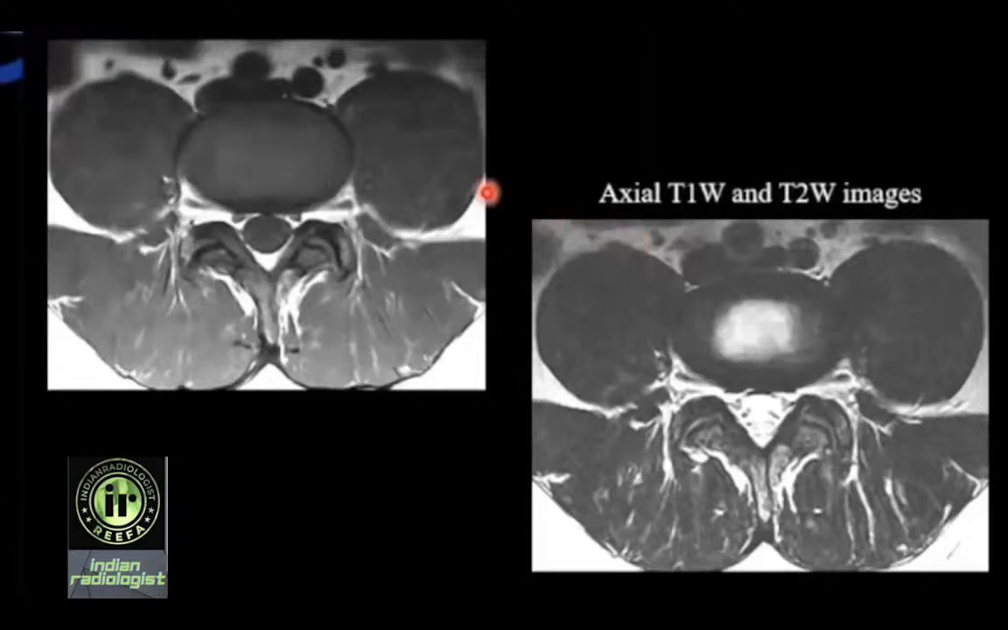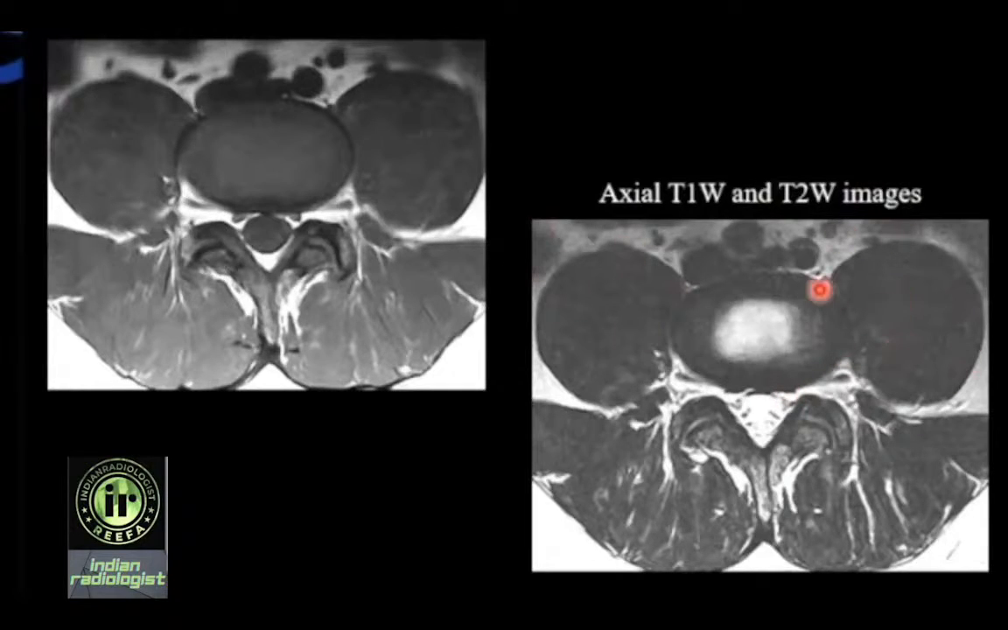These are axial images, again L4-5 disc, T1 and T2. On T2, the central bright portion of the disc is nucleus pulposus. The peripheral dark portion is annulus fibrosus, and also averaging of superior or inferior cortical margin or end plate of the upper or lower vertebral body.